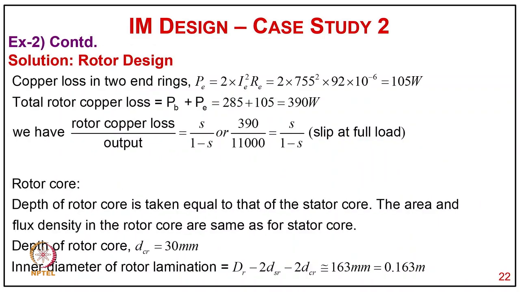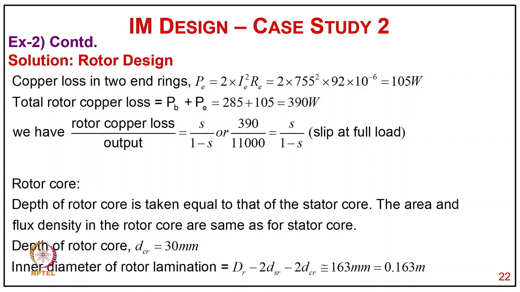Now the copper loss in the two end rings, or winding loss in the two end rings, is PE equal to 2 into IE square RE. Putting the value, it comes to 105 watt, and the total winding loss in the rotor, PB plus PE, equal to 285 plus 105, that is 390 watt.